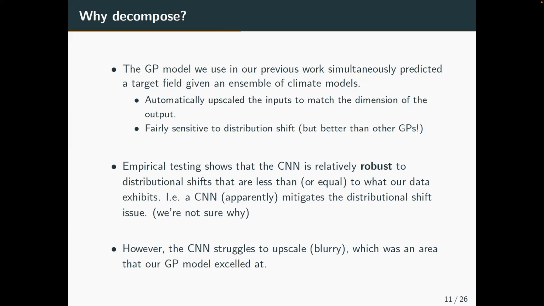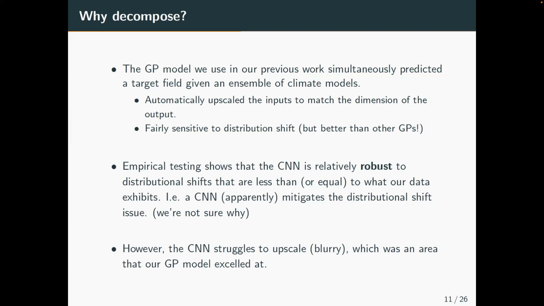So the Gaussian process model that we used in our previous paper did not need to go through this. This is a direct approach from the ensemble to the target. And it was very nice because it automatically upscaled the inputs to match the dimension of the output. So one thing I should mention is that the resolution that the models are usually given on is very small, maybe 100 by 200 or so. But the resolution of these observational fields is much higher. It could be around 1,000 by 1,000.